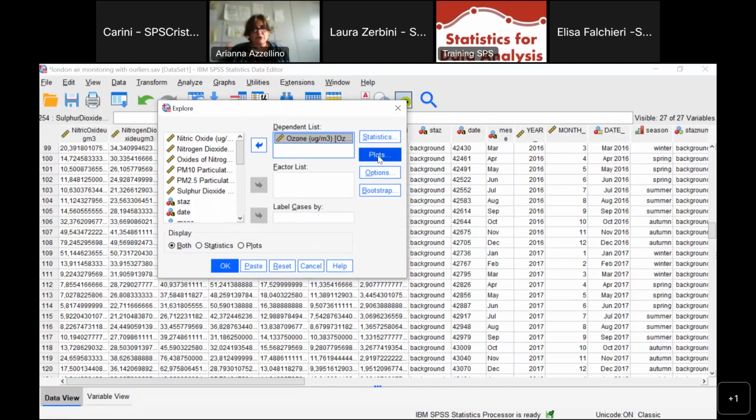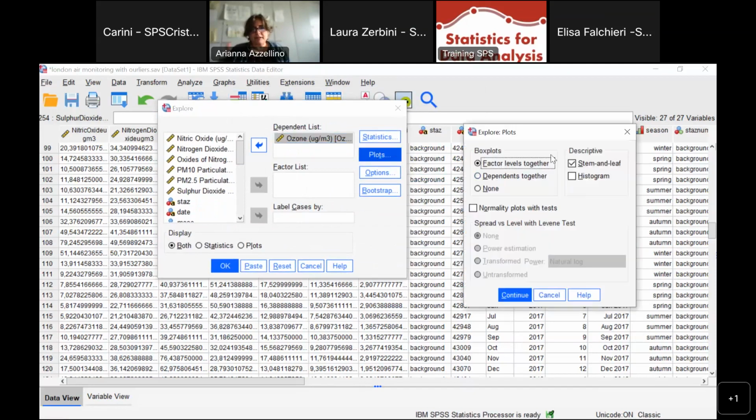And I will also request, besides the default setting of this command, the histogram. I will avoid using the stem and leaf chart, which is very similar to the histogram, but aesthetically much less efficient, in my opinion.